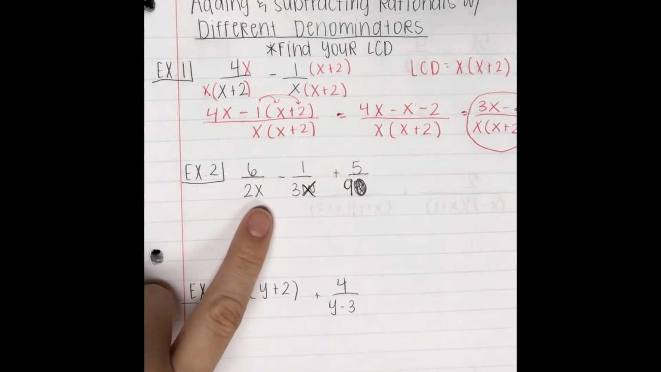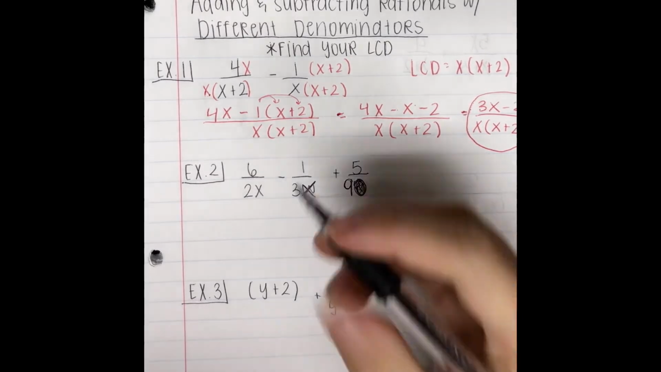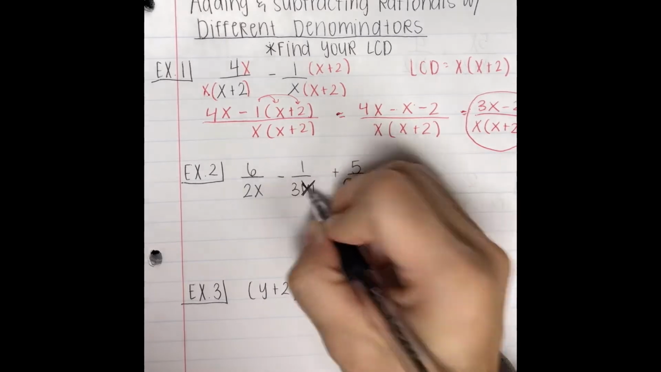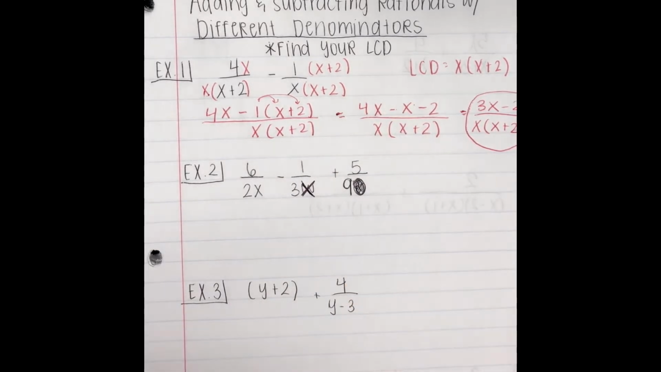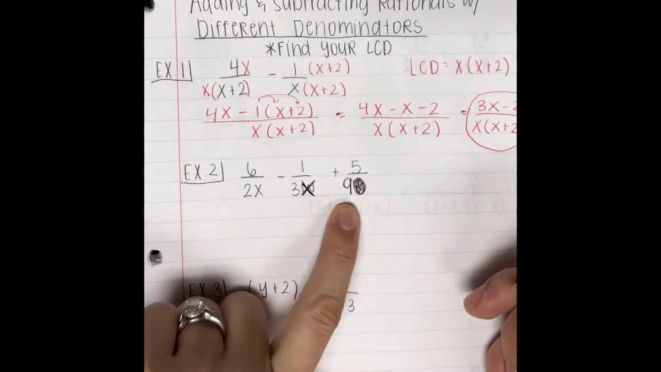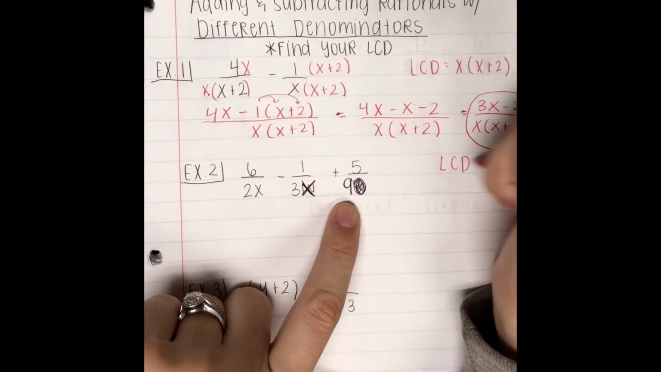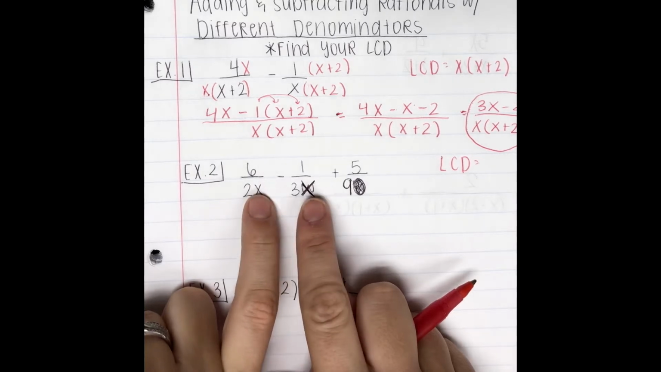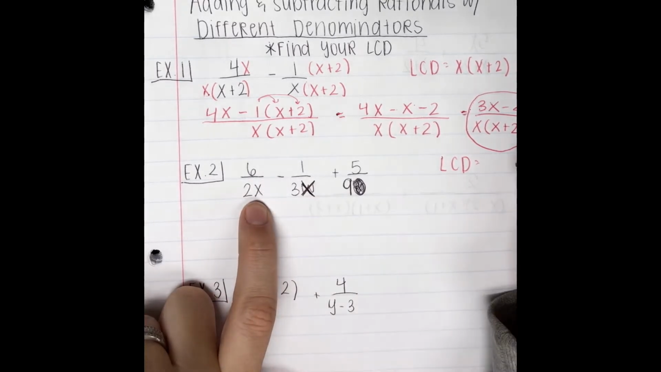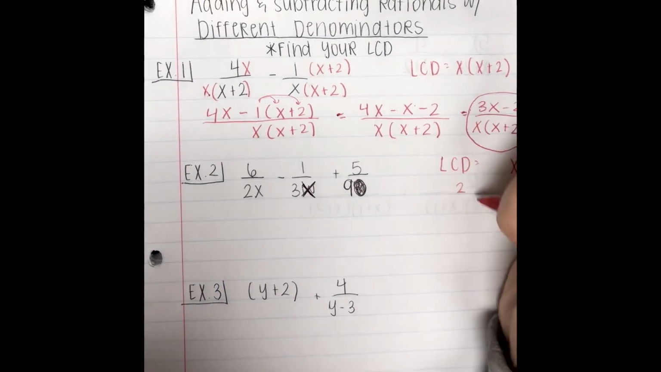Let's look at another example. This is supposed to be an x right here, just so y'all know. Okay. And there's nothing there. All right. So I have a 2x, a 3x, and a 9, okay? My LCD, I've got to find it. It's going to have an x in it because both of these have just one x. So my LCD is going to have an x, and then I need to figure out 2, 3, and 9. What's their least common multiple?